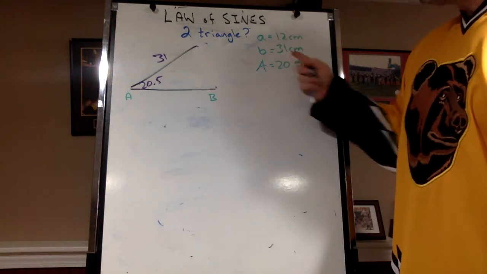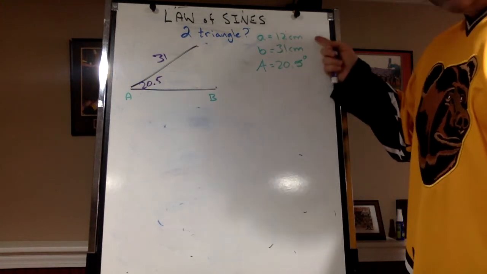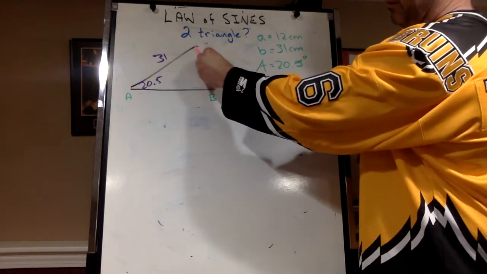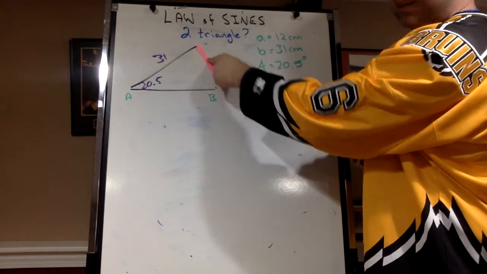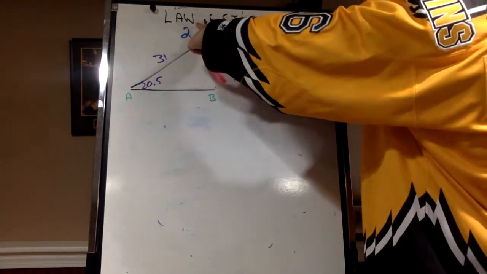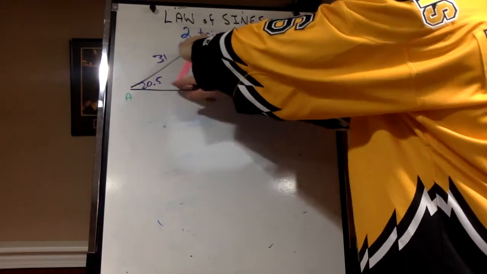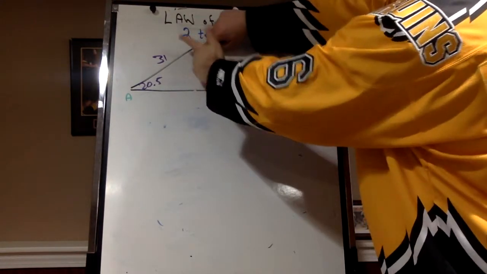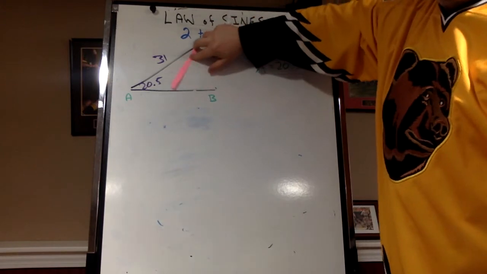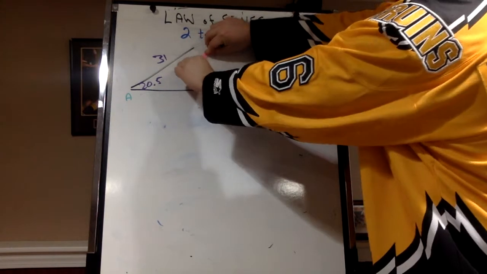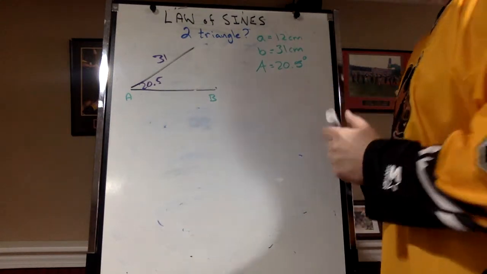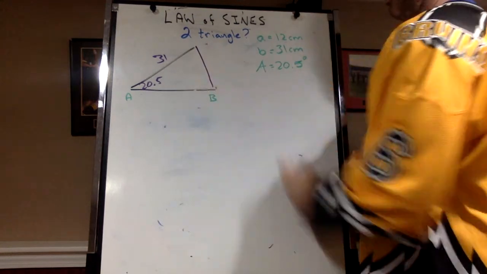So let's check this out. Notice A is 12, side B is 31. If A is smaller than B, something like this could happen. We could get a triangle that looks like this. Or we could have this triangle. Could have this triangle, could have this triangle. We don't know which is the correct one, so we got to find them both. So I'm going to start with this triangle.